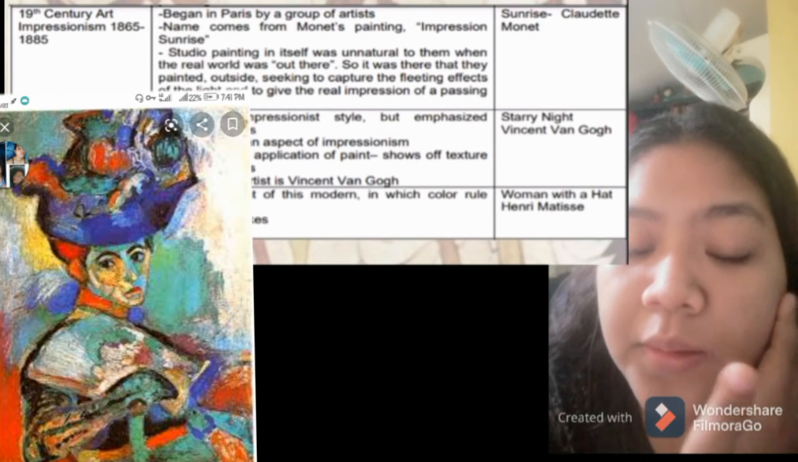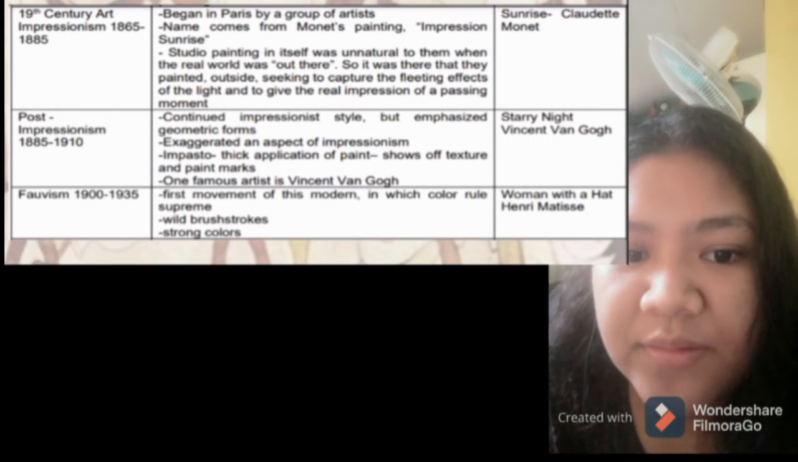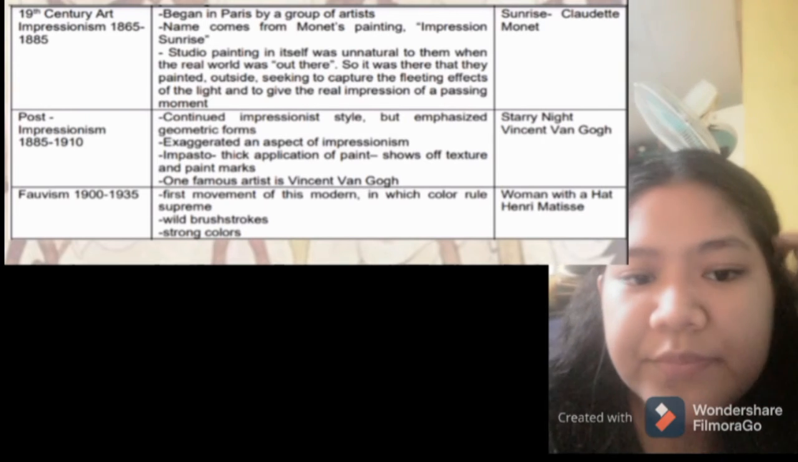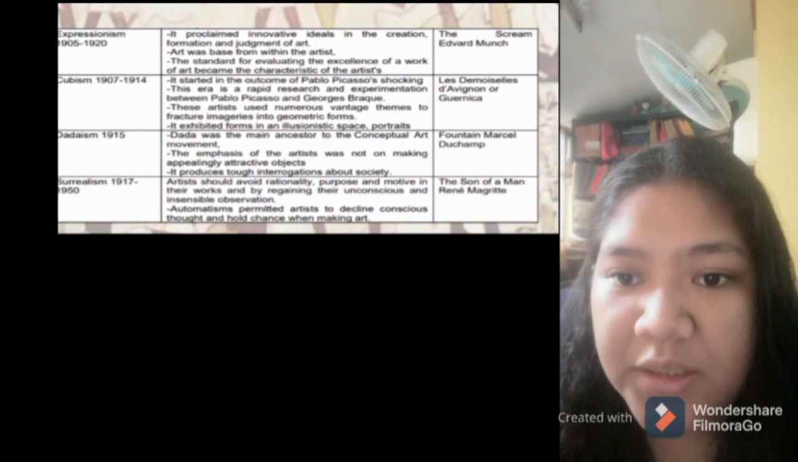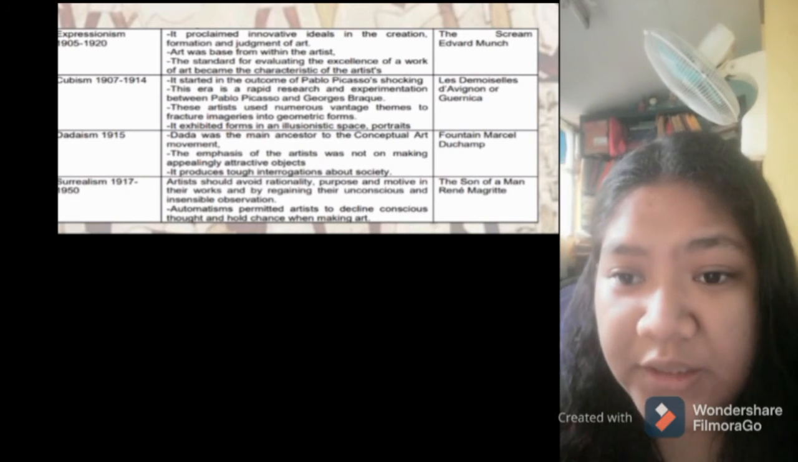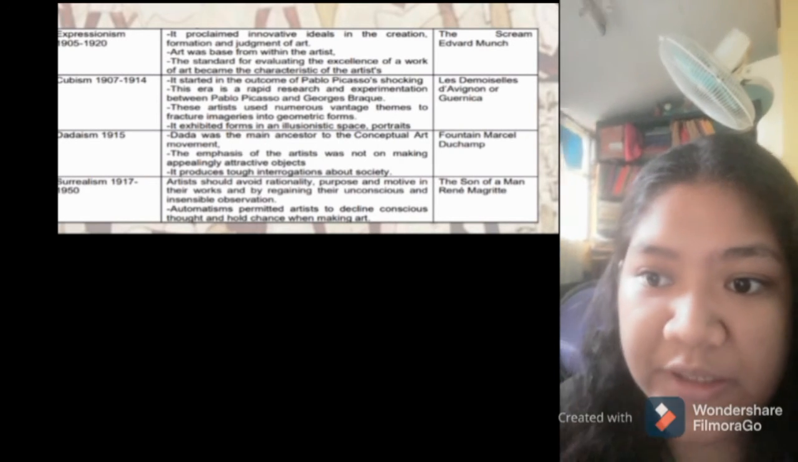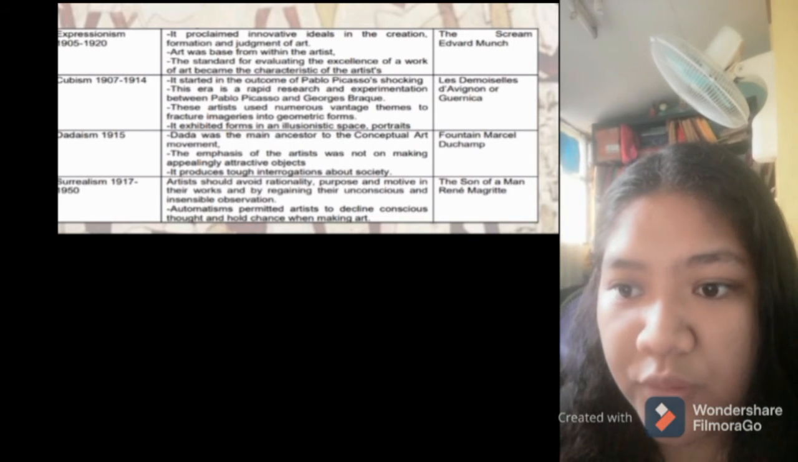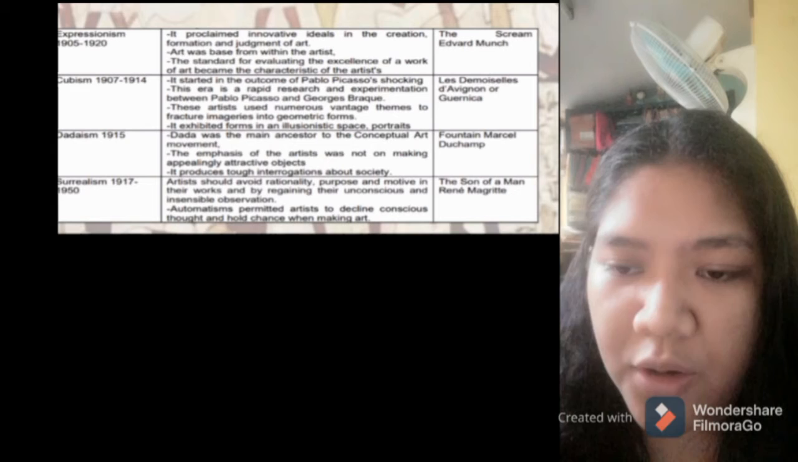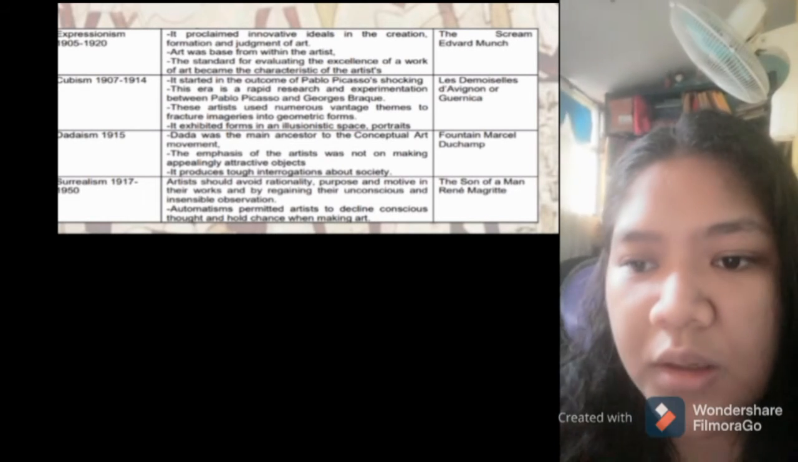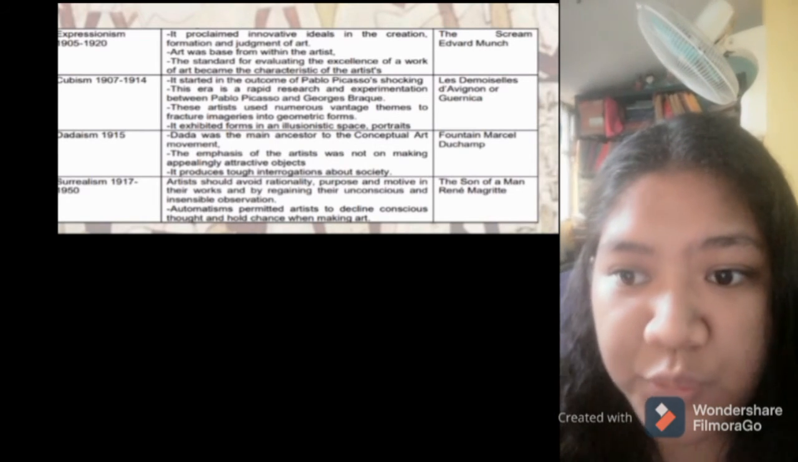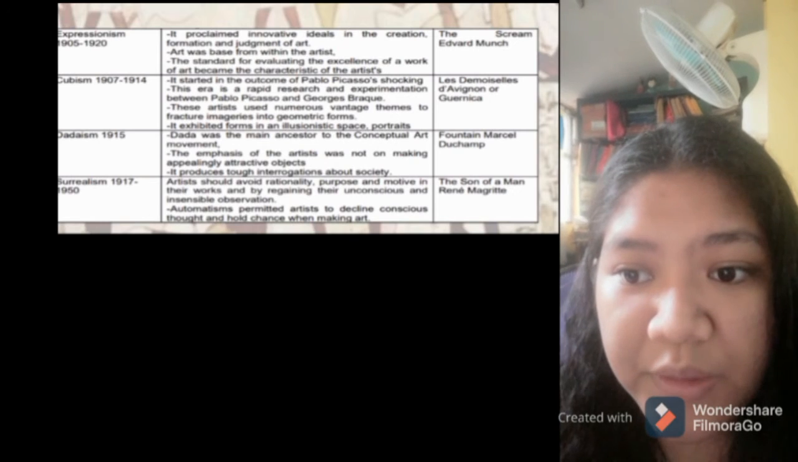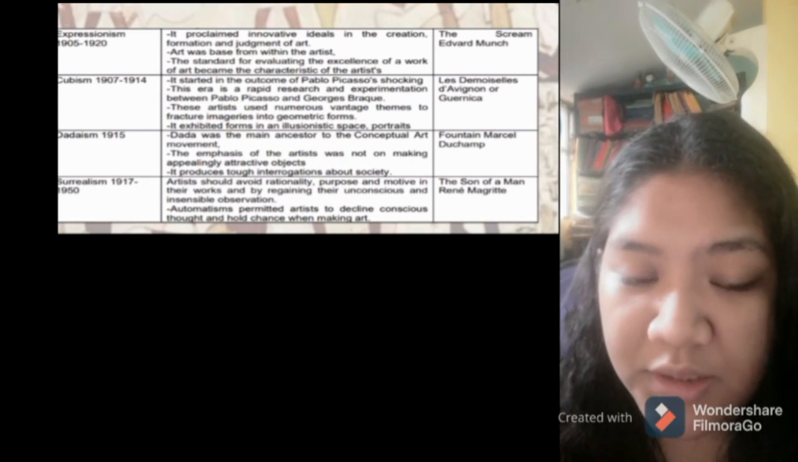So, next movement, next period naman po tayo. Thank you po. So, let's go to the next period, which is Expressionism. That happened in 1905 to 1920. So, it proclaimed innovative ideals in the creation, formation, and judgment of art. When we say Expressionism, this art was based from within the artist, and the standard for evaluating the excellence of a work of art became the characteristic of the artist.